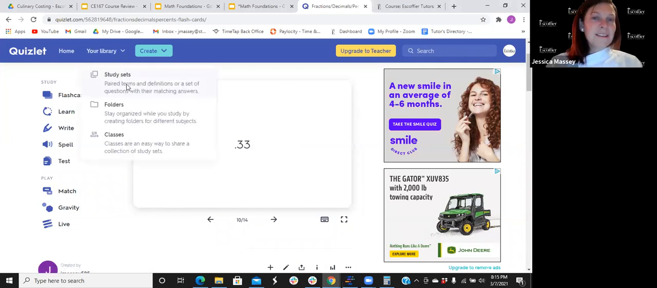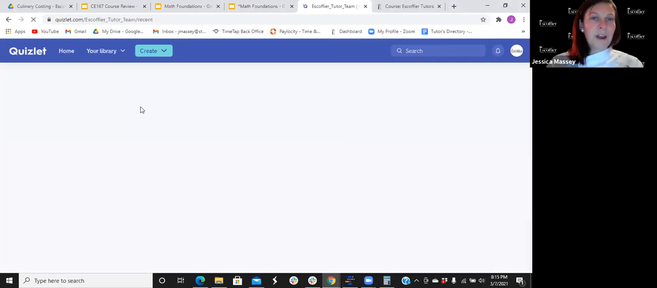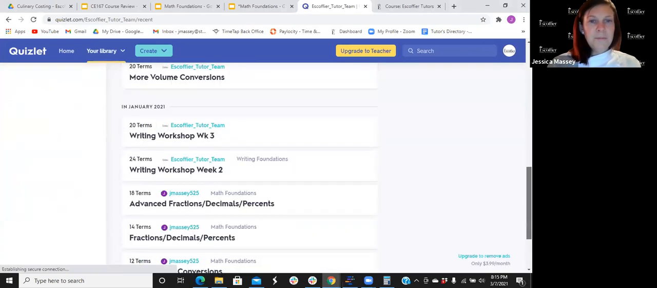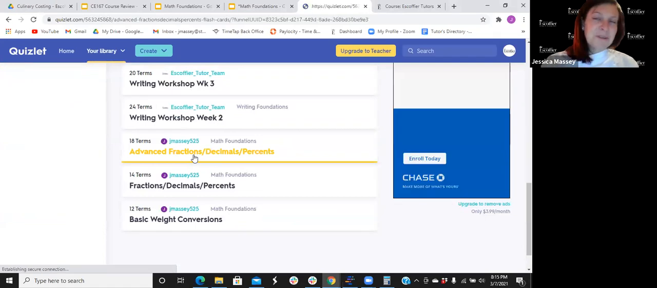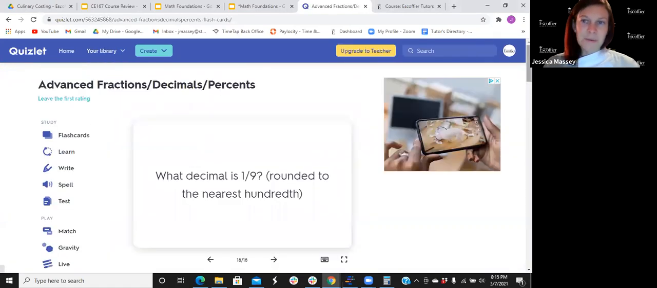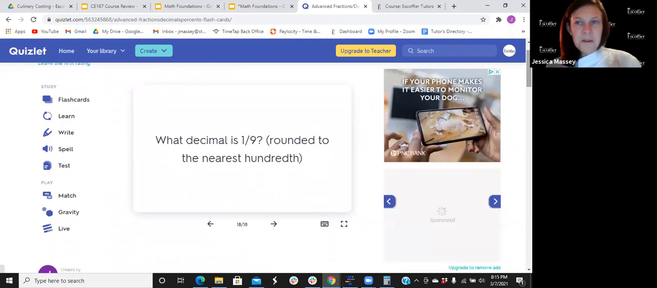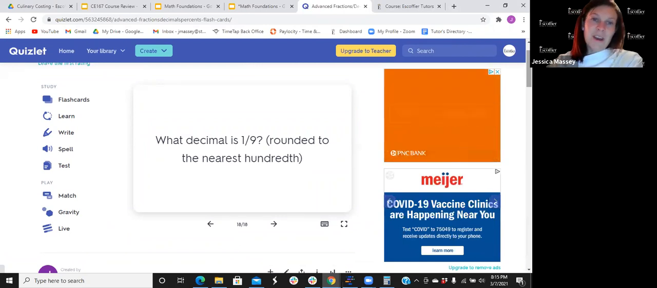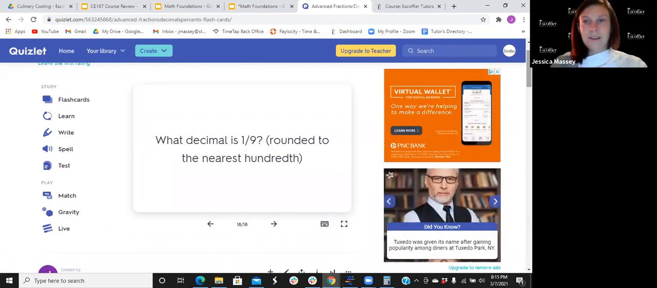Definitely. Let's jump over to what I'm going to call advanced fractions. Bear with me. It's pretty much the same thing. They're just different numbers. And then we're going to round with it too. So you've got a little bit of wiggle room to work on some things. So what decimal is 1/9 rounded to the nearest hundredth?